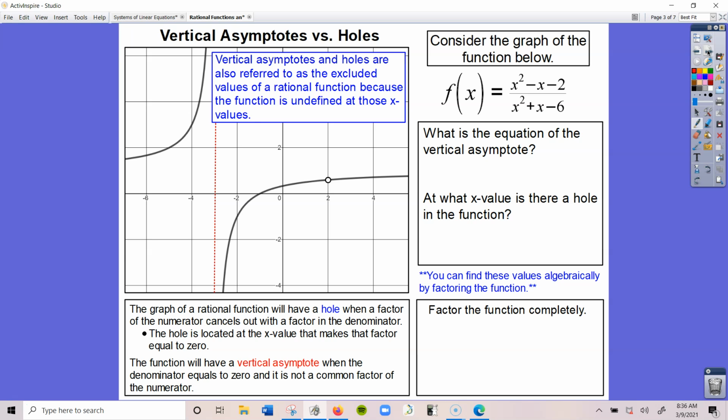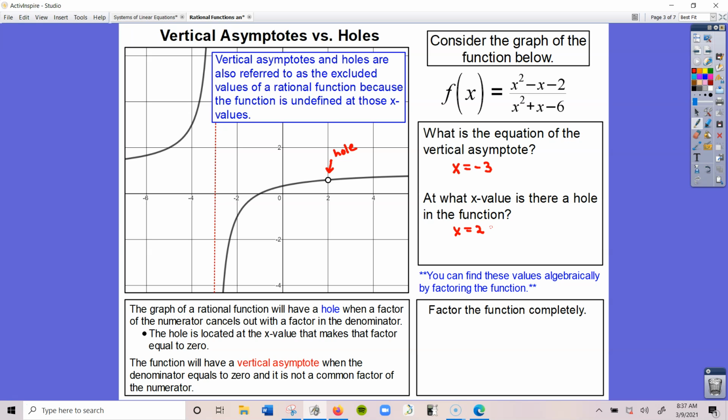Now, let's distinguish between what is a vertical asymptote and what is a hole. We saw in the previous examples that we have vertical asymptotes when the denominator is equal to 0. However, that's not always the case when we're given a function and we need to be able to distinguish between an asymptote and a hole. Now, an asymptote, like I showed you before, is that vertical line. So we can see here that we have a vertical asymptote at x is equal to negative 3. Then we have this little open circle. This is a hole. And the hole is at x is equal to 2.